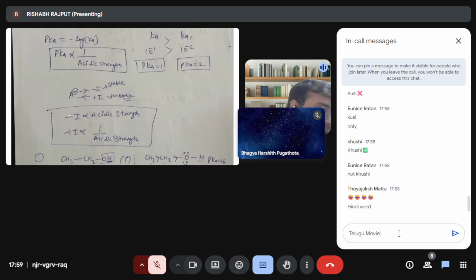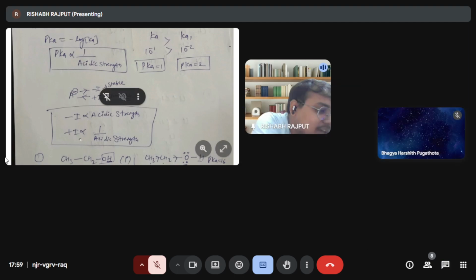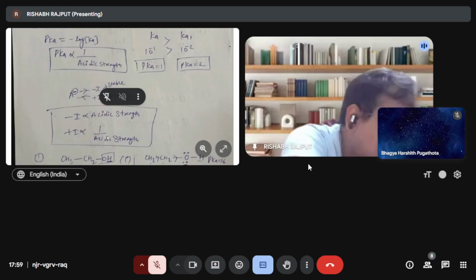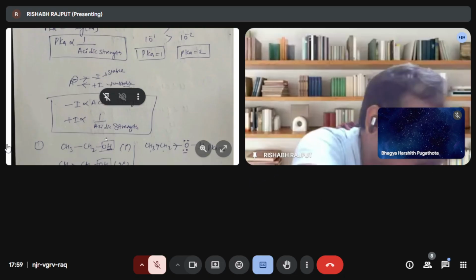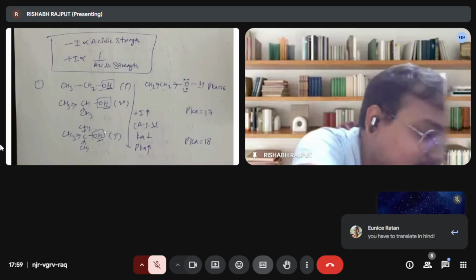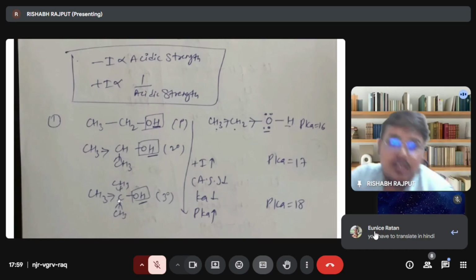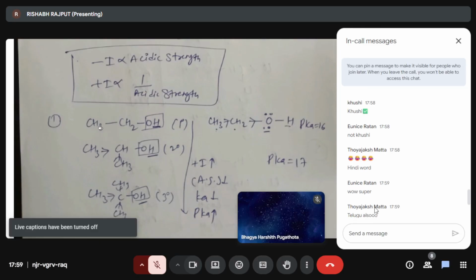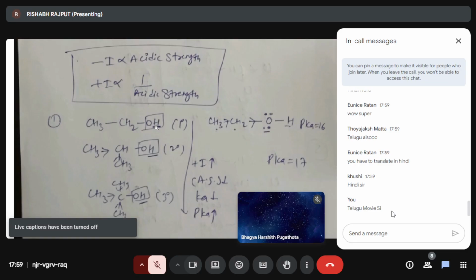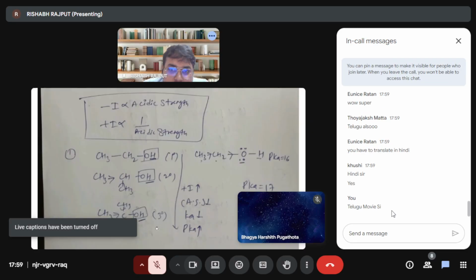See, so a minus I effect is really good for acidic strength, and a plus I effect will be inversely proportional to acidic strength. Okay, now you check here. See this methyl. Now I will compare in three carbon groups here. Here is a 1 degree alcohol, a 2 degree alcohol and a 3 degree alcohol.